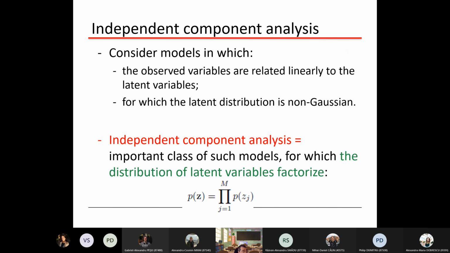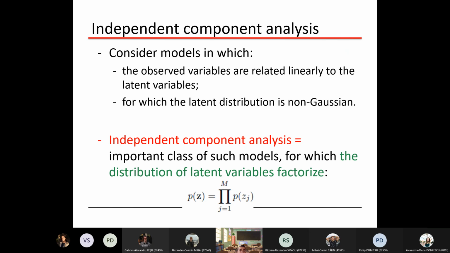Do you have any questions related to PCA? Because from now on, we'll be talking about ICA a bit and then autoregressive maps.